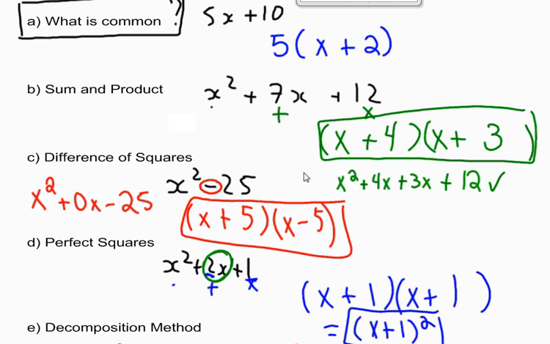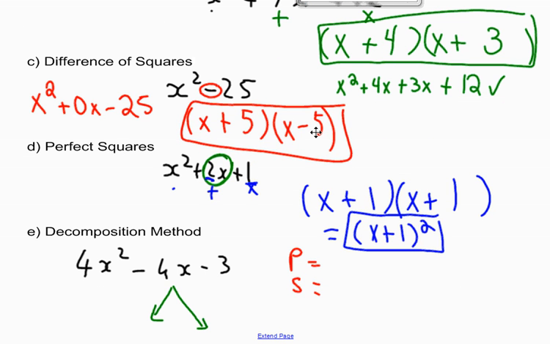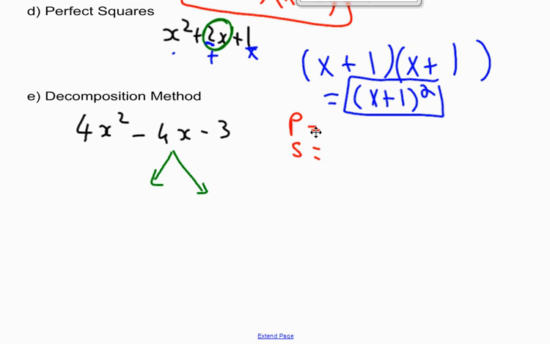What two numbers multiply to 1, what two numbers add to 2, and just make sure you do this final step of squaring your binomial at the end. Okay, then the last one is decomposition.